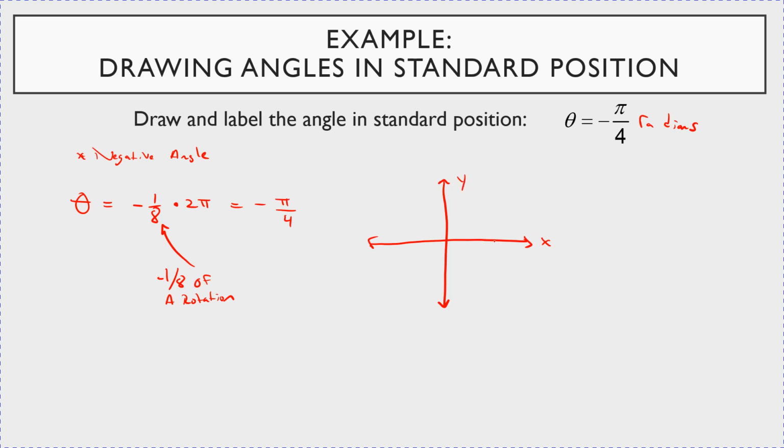So remember, you're going down here. So this would be negative 8/8. So you're only going 1/8, 2/8, 3/8, 4/8, 5/8, 6/8, 7/8, 8/8. So negative 1/8 would go right to here. And you would see that, right? If you convert this to degrees, this is also a negative 45 degree angle.